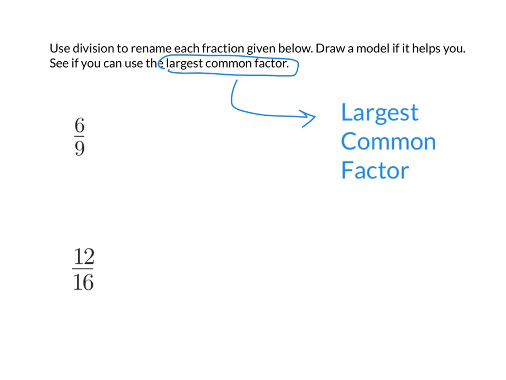So let's list all of the factors of 6. What are all the factors of 6? 1, 2, 3, and 6. Now let's list all the factors of 9. Ready? Go. 1. What else? 3. What else? 9. Is there anything common between the factors of 6 and the factors of 9? Everyone? 3 is a common factor.